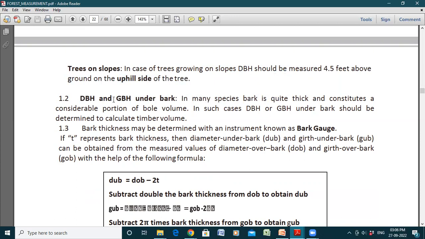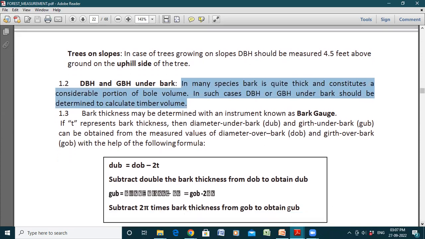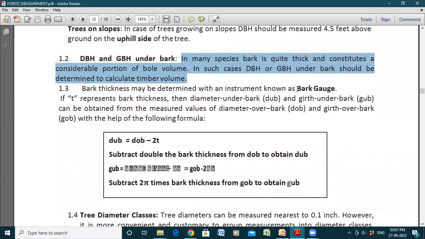Now, DBH and GBH under bark. In many species, bark is quite thick. So in many species, bark is quite thick and constitutes a considerable portion of bole volume. In such cases, DBH or GBH under bark should be determined to calculate the timber volume, right? So bark thickness may be determined with an instrument known as a bark gauge. See, MCQs will directly target this type of information.